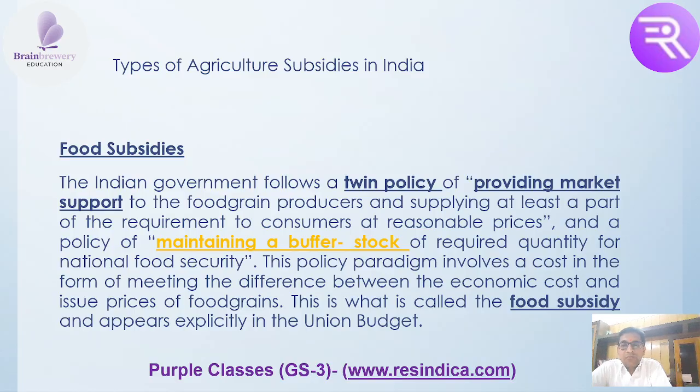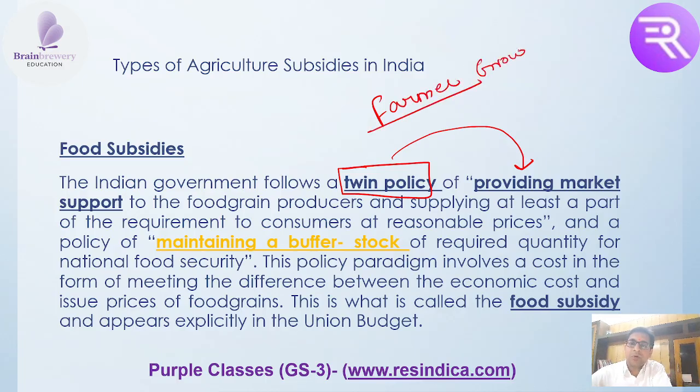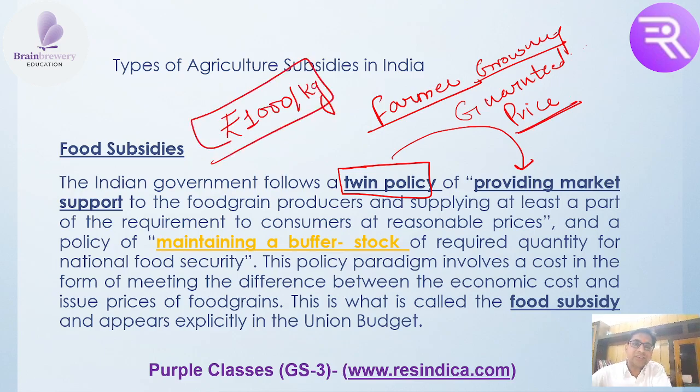Now, what is the meaning of food subsidy? The main role of food subsidy is a twin policy aim, first to provide market support. If the farmer is growing a certain product, he should have a guarantee of his price. It should not be that during the time of sowing the price is going at 1000 rupees per kg, and by the time the next harvest season comes, the price falls to 250 rupees per kg. So what will happen? There will be a loss of 750 rupees to the farmer, right? So the purpose of providing food subsidy is to provide market support.